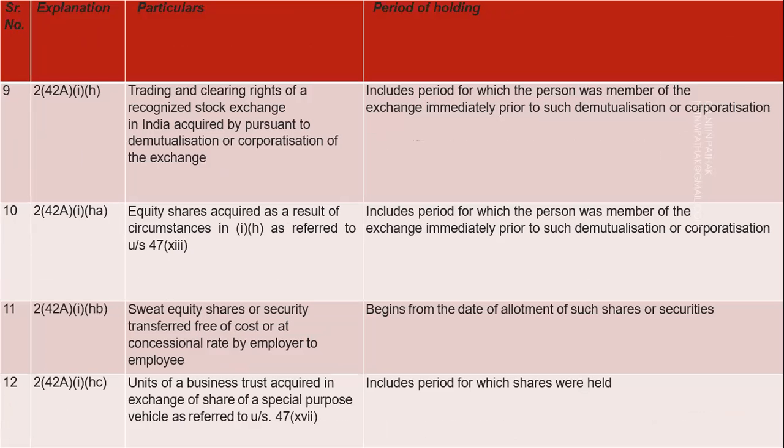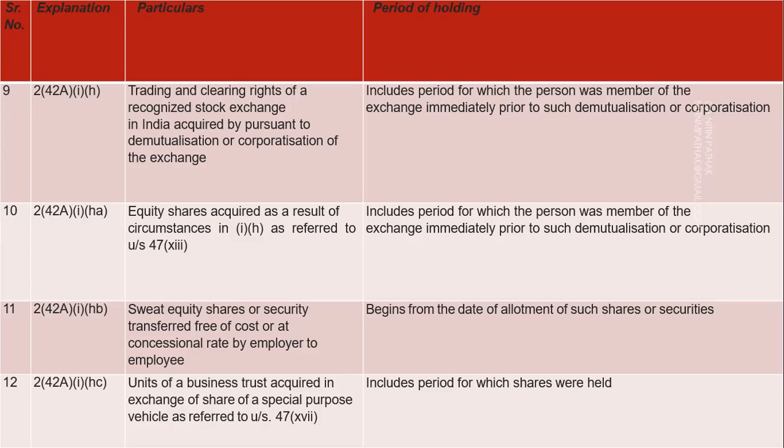Section 2(42A), recognized stock exchange, I don't talk into that because it's a very rare case. Equity acquired as a result of circumstances mentioned in 1H, referring to section 47(13), the period for which the person was a member of the exchange immediately before the demutualization. Now I am into column 11, serial number 11, 2(42A)(hb), sweat equity or security transferred free of cost or at a concessional rate by an employer to an employee begins from the date of allotment of such shares, which I've already covered for the cost, but here I've covered the period. I'm considering the date.